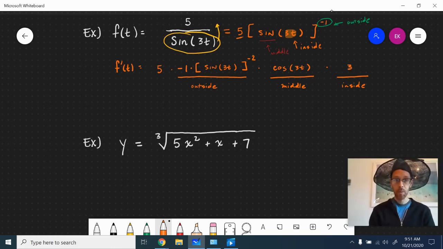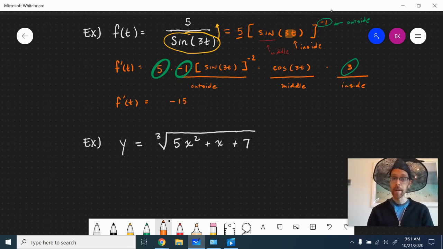which means that this one works out to be, got to clean this up a little bit. I see a 5, negative 1, and a 3. There's 3 coefficients. We're going to put those together, and in the numerator, that's going to give us a negative 15. Also in the numerator is the cosine of 3t right here.